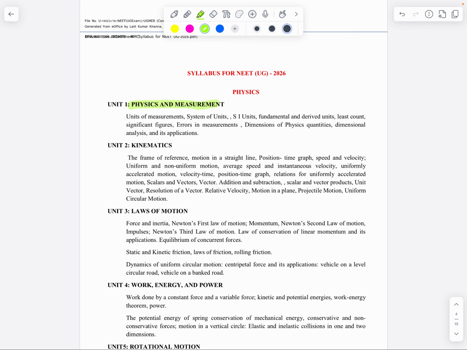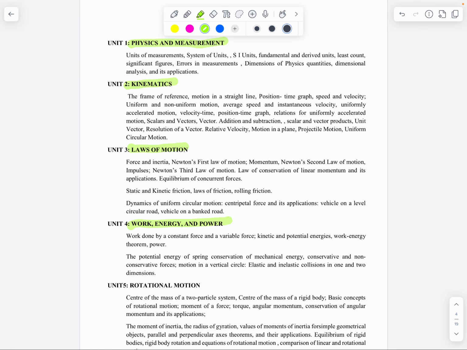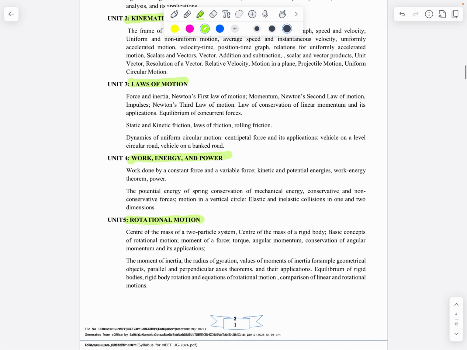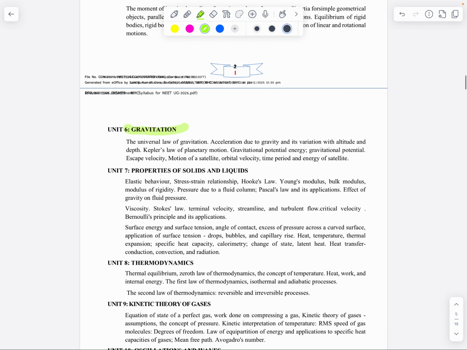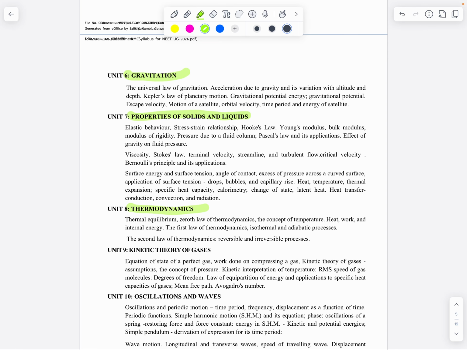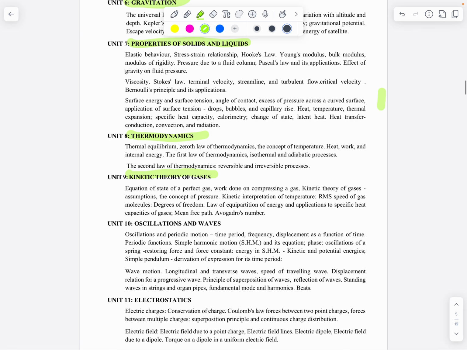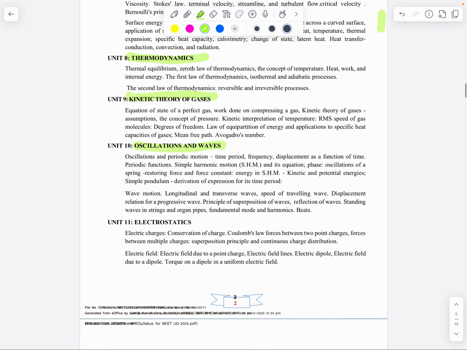The first unit is physics and measurement, second kinematics, laws of motion, work, energy and power, rotational motion, gravitation, properties of solids and liquids, thermodynamics, kinetic theory of gases. The next is oscillations and waves.